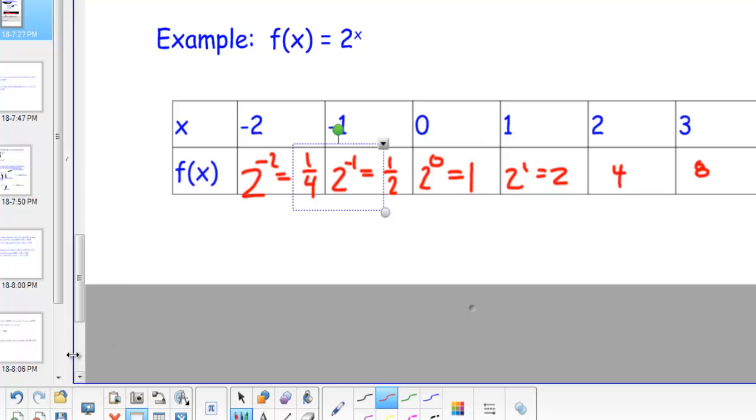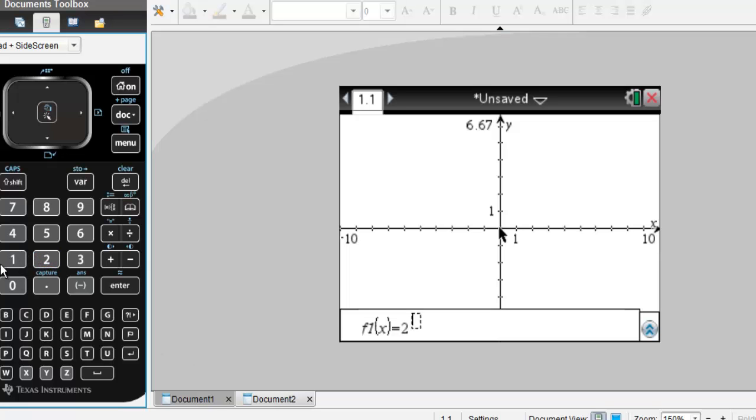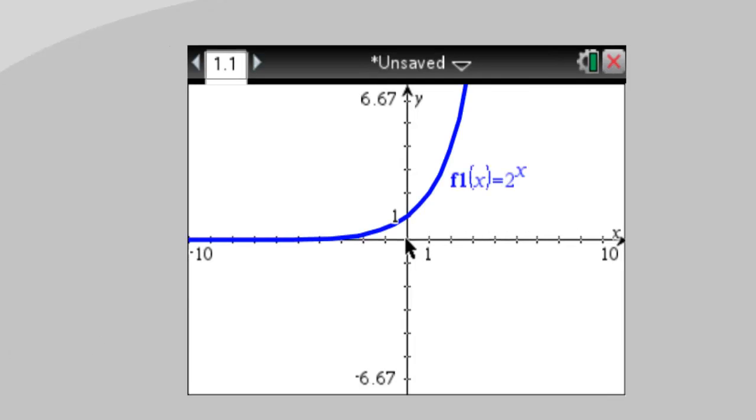Let's take a look at how this graph looks. If we look at the graph and we type in 2 raised to the x, try this on your Inspire, please. If we graph 2 to the x power, the graph looks like this. It's actually starting very, very slowly, and then once it hits 0, 1, it just really takes off very fast. This is an example of exponential growth.